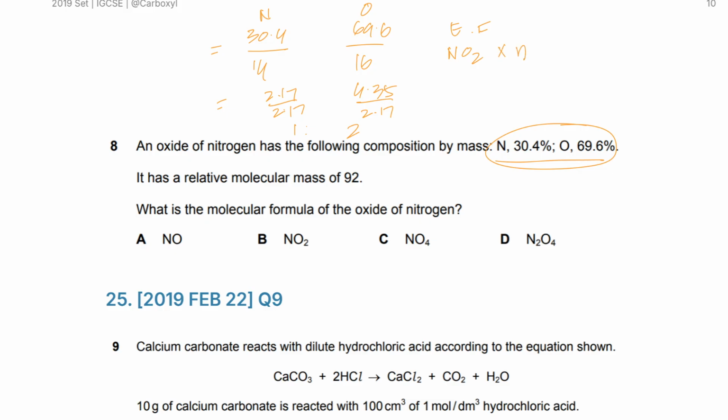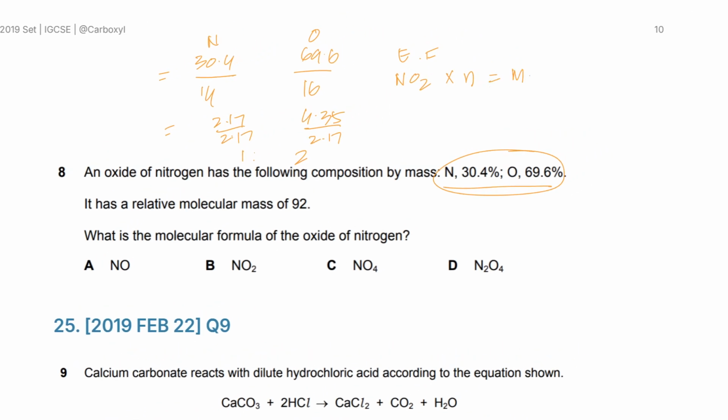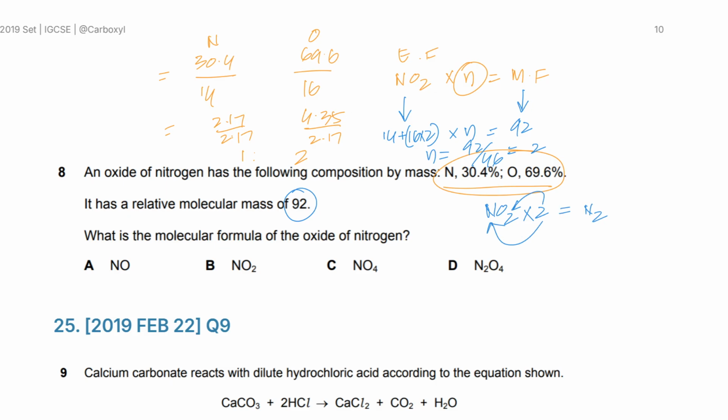Now the empirical formula, if I multiply it with the number n, I will get the molecular formula. So how do I calculate this n? Well, I know that the molecular formula has a particular molecular mass, that is 92. I need to calculate n, and I have the empirical mass. 14 plus 16 times 2, 14 is nitrogen, 16 is oxygen, times 2 because you have 2 O's. So that gives me 46. So n is equal to 92 divided by 46, that is 2. So I will take the NO2 and multiply it with 2 to get the molecular formula. 2 times N, that's N2, and 2 times 2, that's 4. So that's O4. N2O4 is the molecular formula.